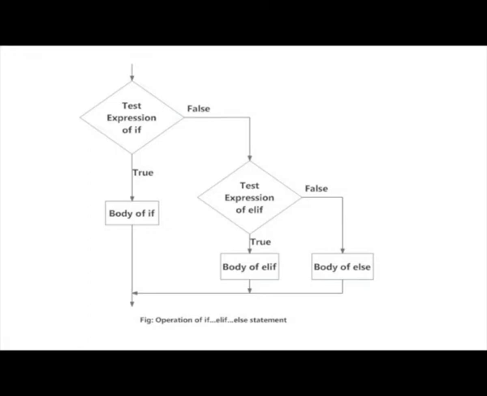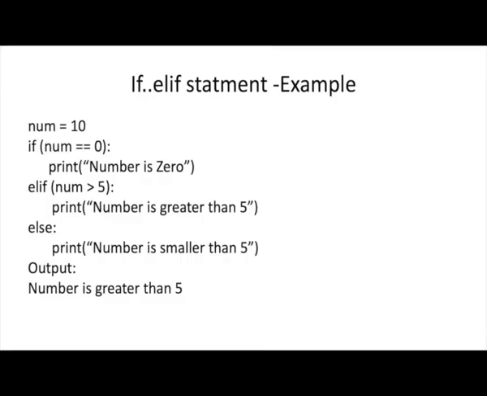If the condition becomes false, then the body of the else statement gets executed. Let us see an example for this scenario. Now the value 10 is initialized to the num variable. If num is equivalent to 0, that is the condition. If the condition becomes true, then print "number is 0". Elif num is greater than 5, print "number is greater than 5", else print "number is smaller than 5".